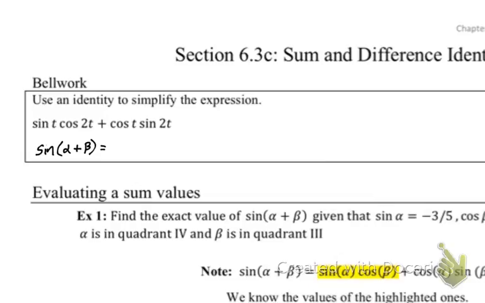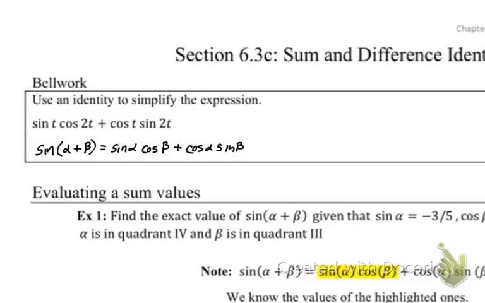So it's sine of an angle plus an angle. Well, sine of an angle plus an angle does equal what's above. It'd be sine alpha times cosine beta plus cosine alpha sine beta. Well, that matches what's above.